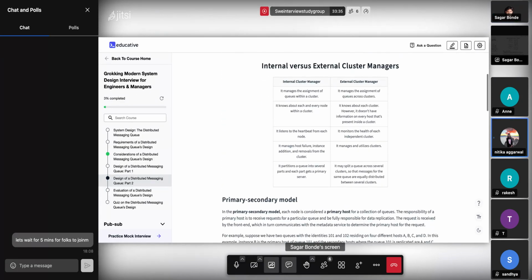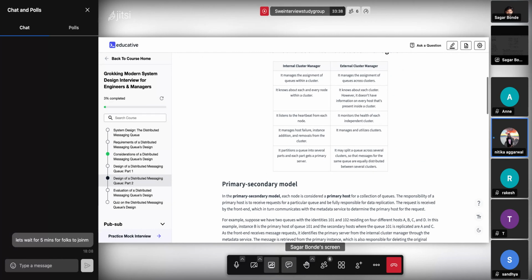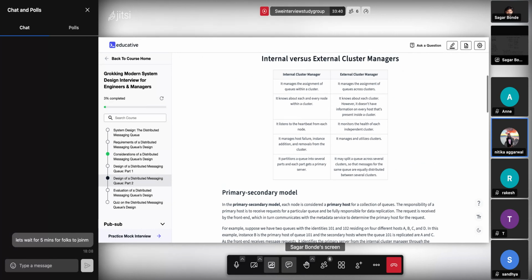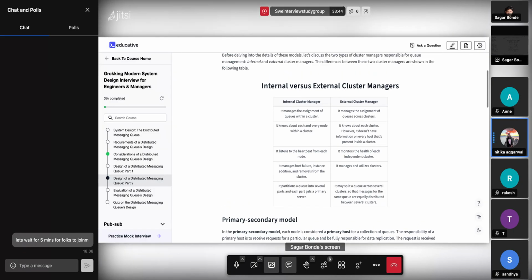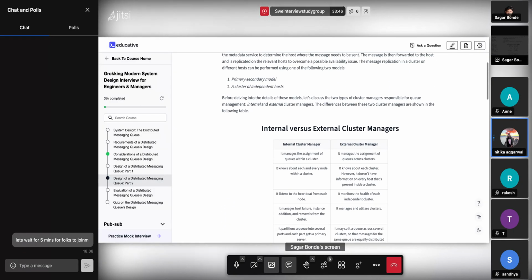The first one, I think it's just talking about a single cluster, right? And it partitions a queue into several parts. Basically, it partitions the queues among the nodes which are present on that cluster, right?